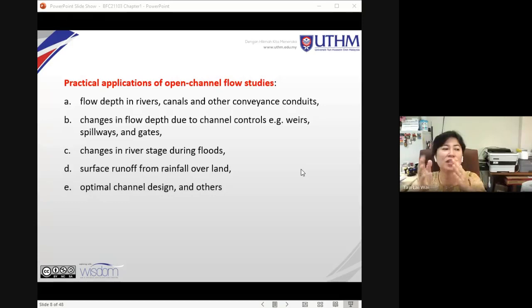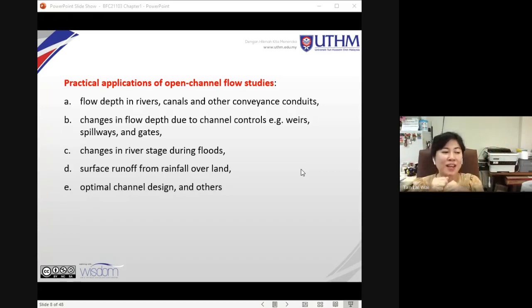And then changes of river stage during flood. When you have additional discharge coming in, what would happen? We can learn about, we can actually determine what kind of changes since we have learned hydraulics, right? And then surface runoff from rainfall over land, we also can analyze that. We can determine the depth and how far it's spread over the land when there's rain.